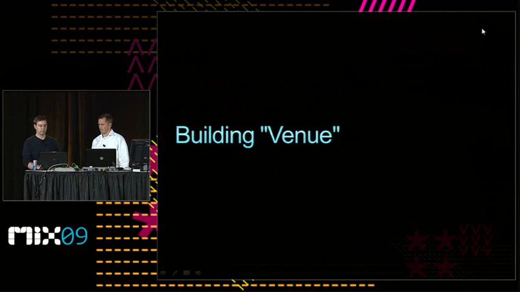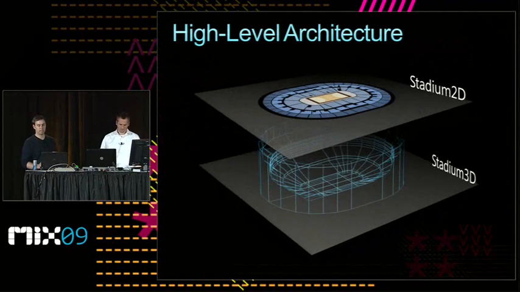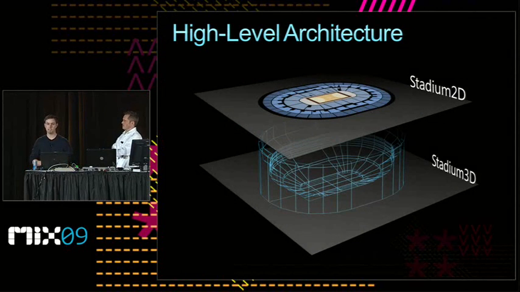So building this, the high-level architecture is essentially a couple of controls. The first is a user control that we called Stadium 2D. And the second is Stadium 3D, which is a custom control that I'll talk about in just a moment. These two things sit on top of each other. And when you drill into one of the sections of Stadium 2D, it does a nice fade to the 3D.